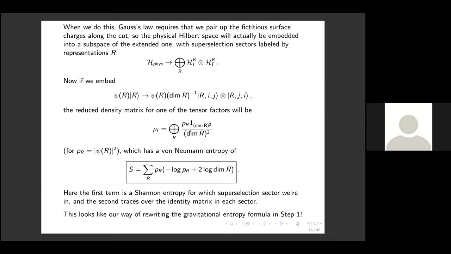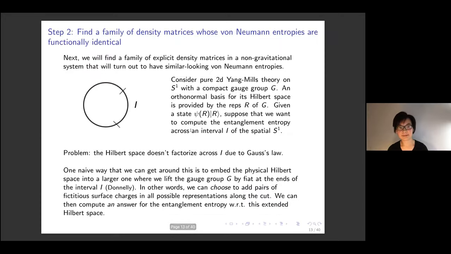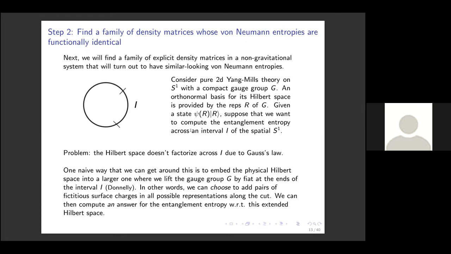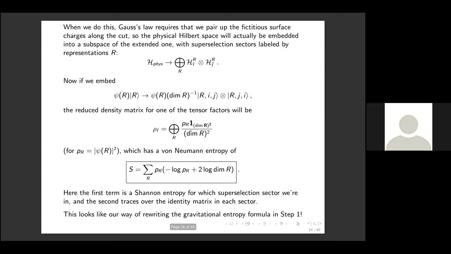Can I also ask you a quick question? There is one tiny difference between the two Hilbert spaces. The initial one that you started with was a circle, right? So it had no boundaries. And that you get two copies of theories with boundaries. That's right, yeah.